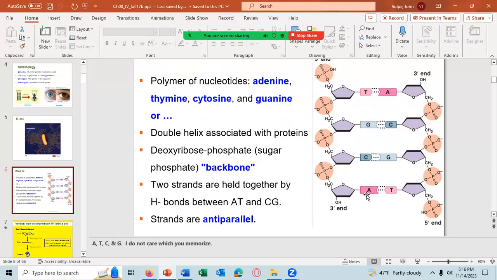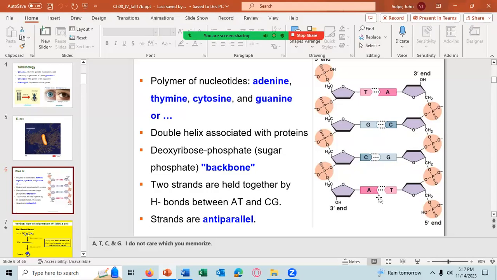The nucleotides hydrogen bond with their pair, meaning A will pair with T and T with A, and C will pair with G and G with C. And it's these hydrogen bonds between the nucleotide bases that hold the two strands of DNA together. So the two strands are held together only by hydrogen bonds between their complementary nucleotide bases.